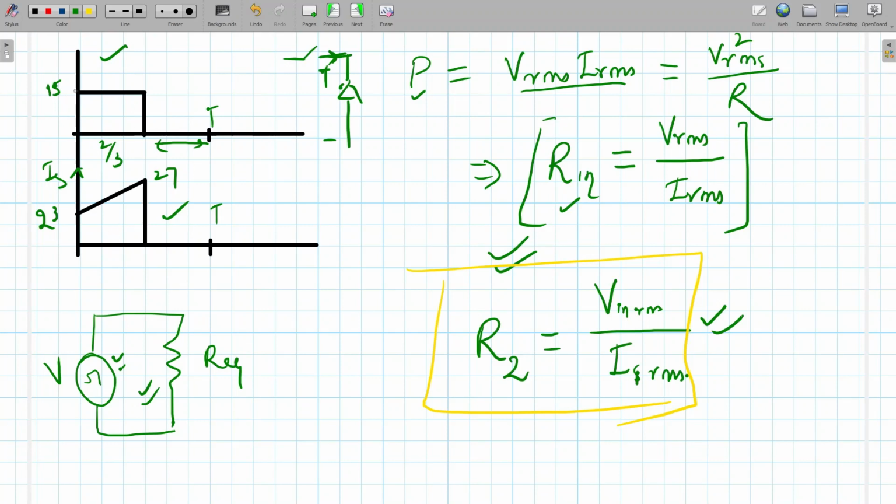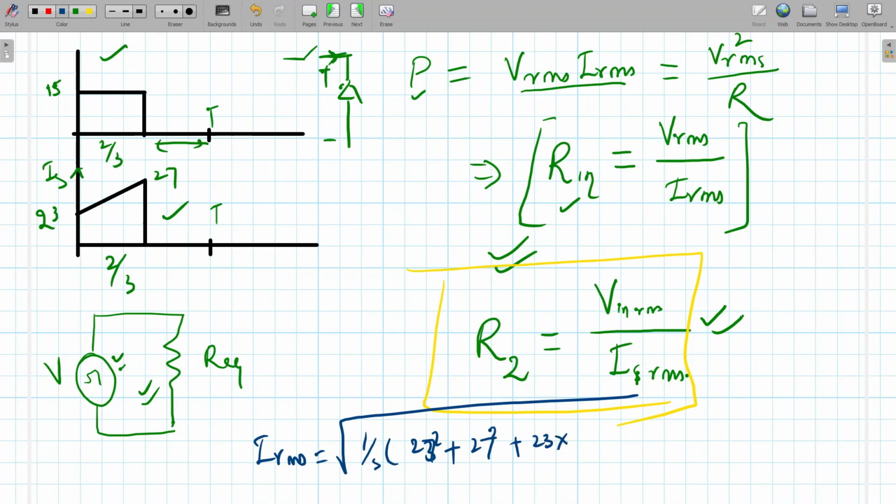What will be the RMS value of both signals? Here the duty is 2 by 3. So we can calculate I RMS. I RMS equals the square root of 1 by 3 into (23 squared plus 27 squared plus 23 into 27), into the duty, 2 by 3. This value will be 20.43 ampere, this RMS value.